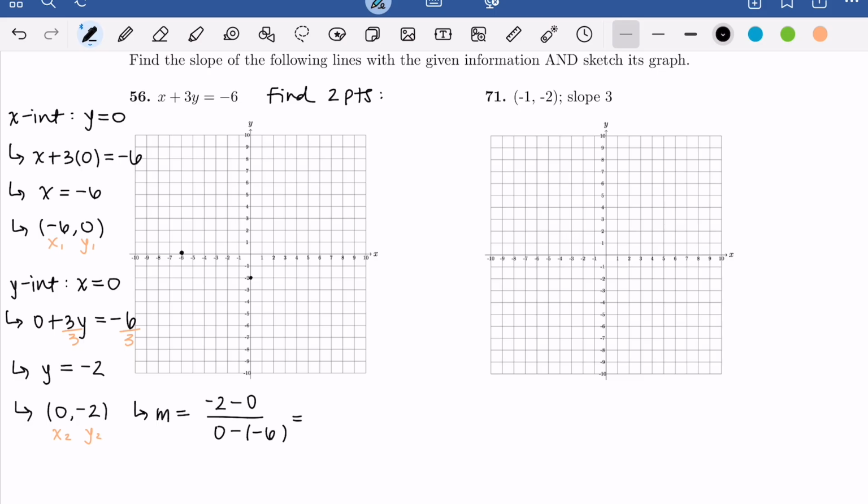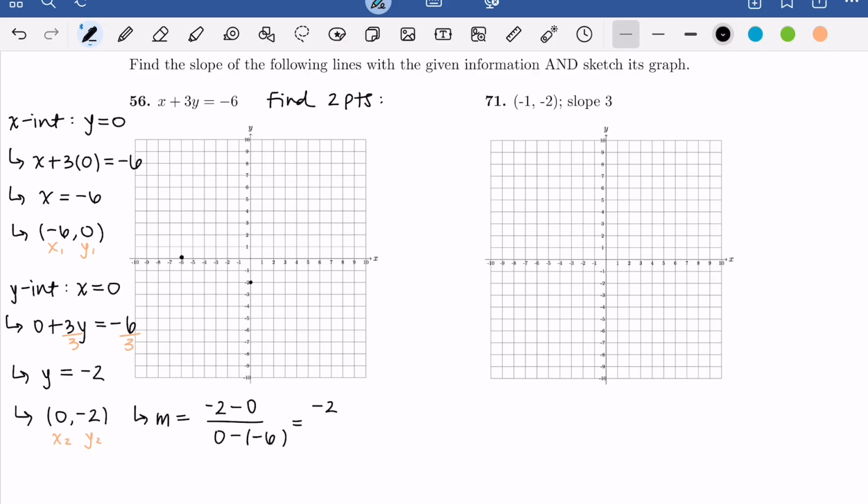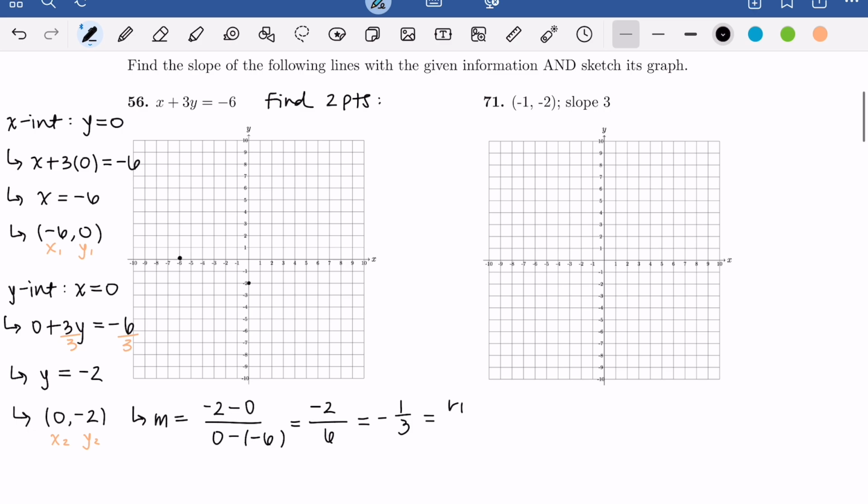Doing so, we're just going to get negative 2 in our numerator. And in our denominator, we're going to have 0 minus a negative 6, so that'll give us a positive 6. Reducing this is going to give us a negative 1/3. So this means our slope is negative 1/3. Remember, our slope is our rise over our run. So this is going to help us be able to plot this a little bit easier, and I'll show you what I mean in a second.